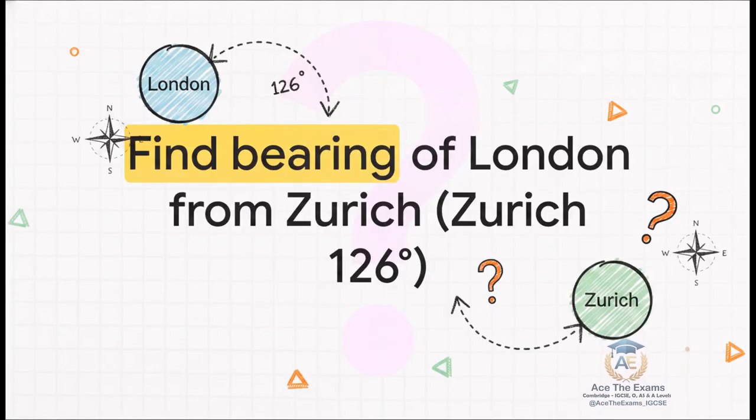Here is the question. The bearing of Zurich from London is 126 degrees. Find the bearing of London from Zurich. This is a classic perspective shift problem. If we know the outbound clockwise angle from London to Zurich is 126 degrees, how do we calculate the return journey? We have to figure out the bearing of London from Zurich. That word "from" is your anchor point.